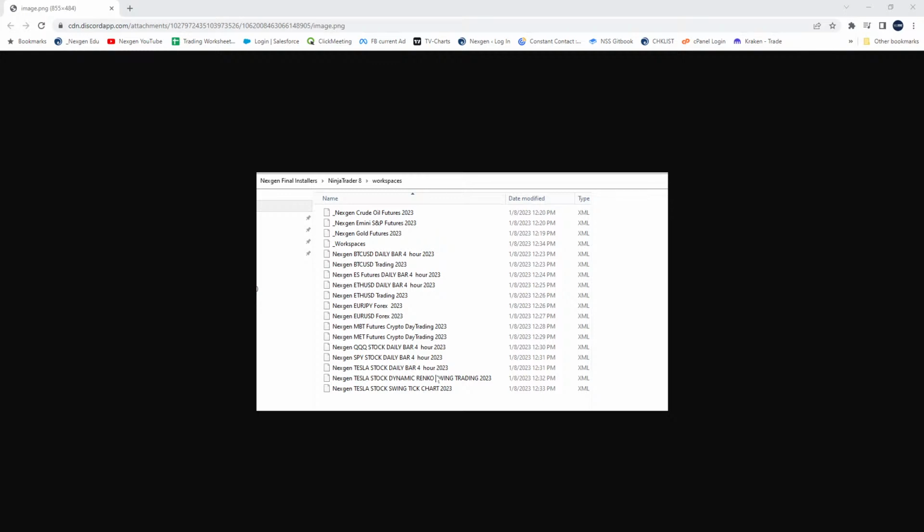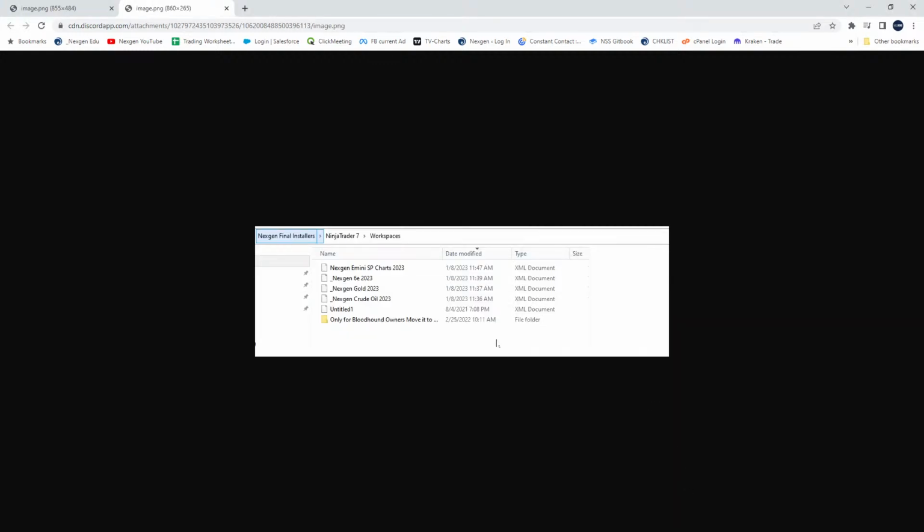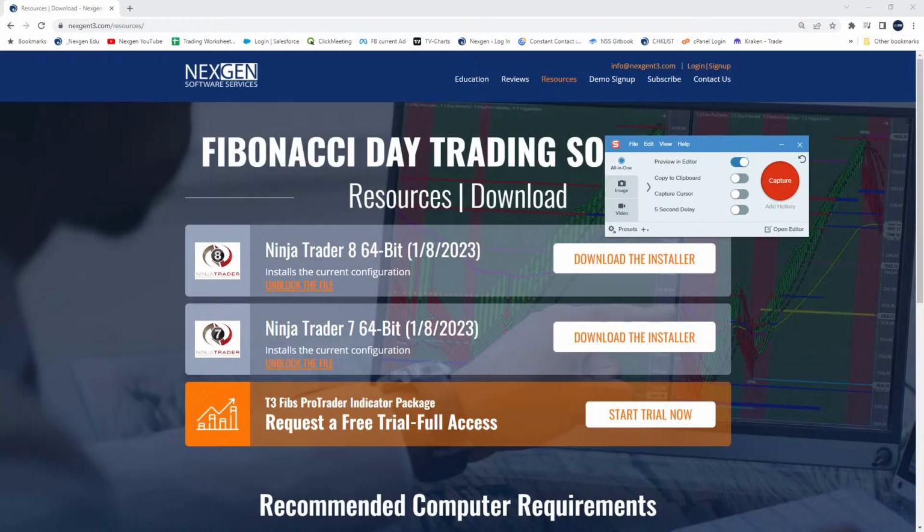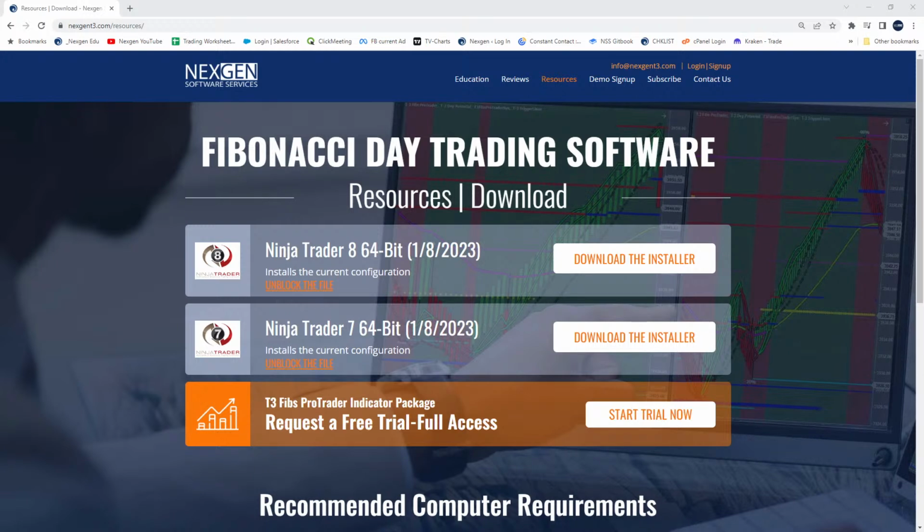So if you download an installer from our resources page, you're going to get new workspaces added into your chart. I've also updated the NinjaTrader 7 workspaces, and it's the same workspace you guys have. The only difference is it says 2023. Actually, there's one small tweak that I made, and I wanted to go through that tweak, if you will.